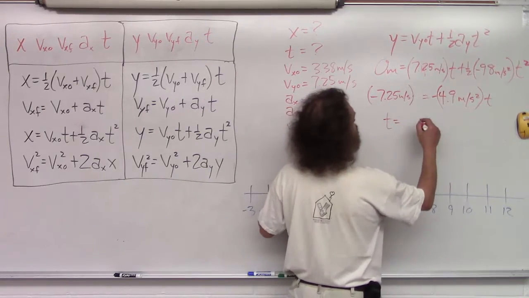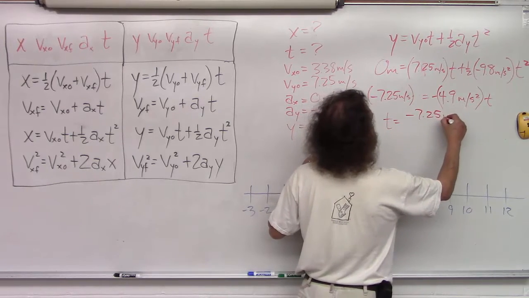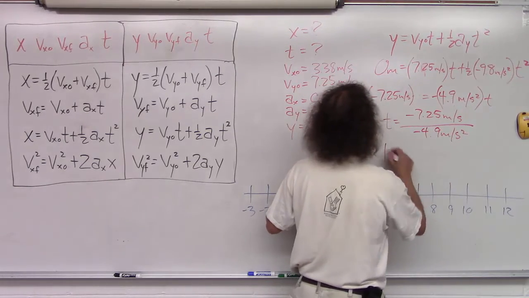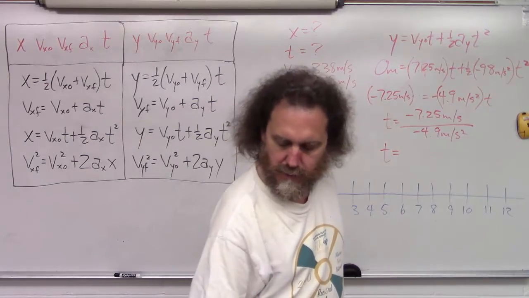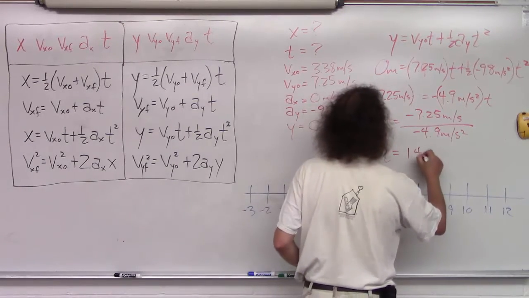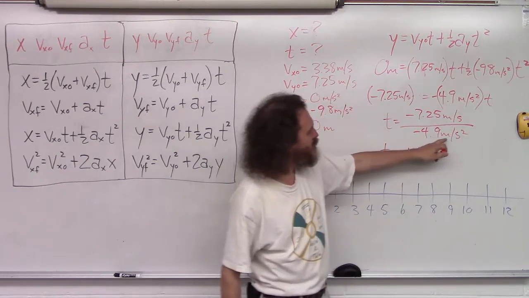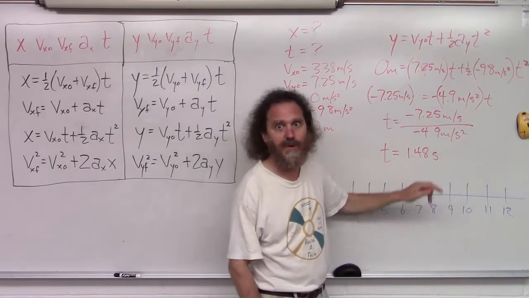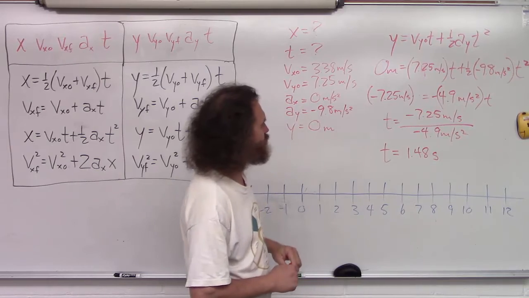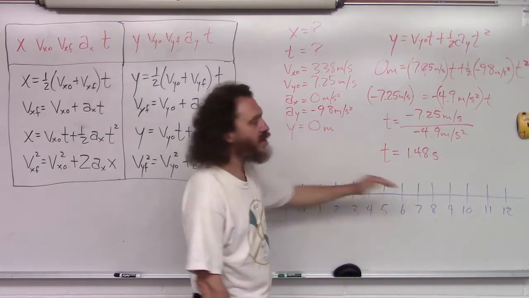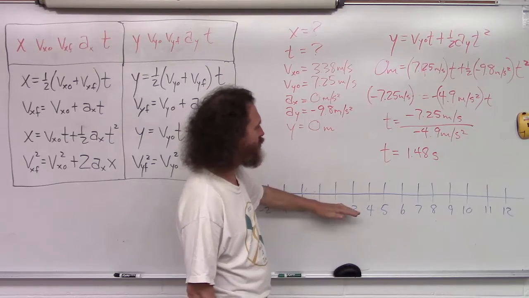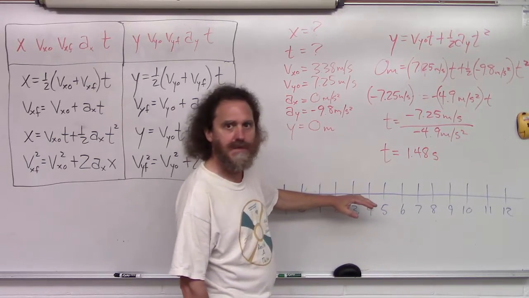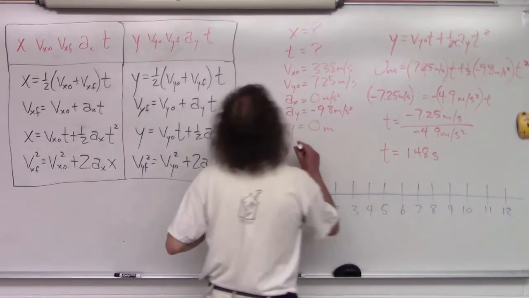Okay, so let's solve this for t. So this is minus 7.25 meters per second over minus 4.9 meters per second squared. And the time turns out to be, let's see, 1.48 seconds. Now notice the units: meters per second over meters per second squared gives you seconds, so the units come out to be what we expect, which is units of time. Okay, so that is the amount of time that it takes to go from point A to point B. We figured that out because we knew the initial y velocity, and we can calculate how long it takes to get back to y equals 0. So now we know time.